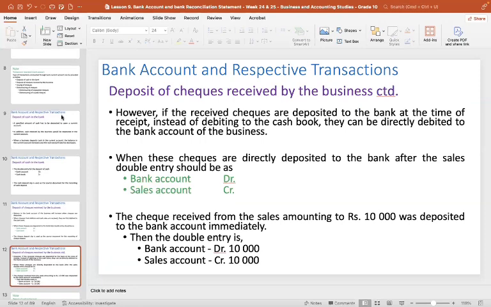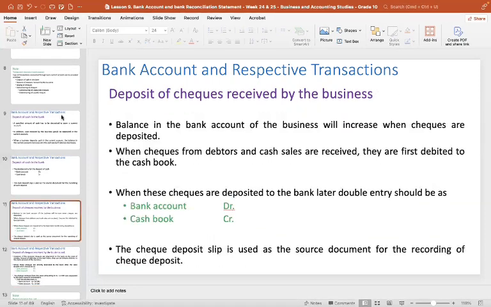Okay. There is another instance. The first instance, be clear, is you are receiving checks and firstly you have recorded them in your cash book. Number one, you have received checks and recorded them in your cash book, and subsequently you are going to record them into your bank account. Then you are recording it as bank account debiting and cash book crediting.